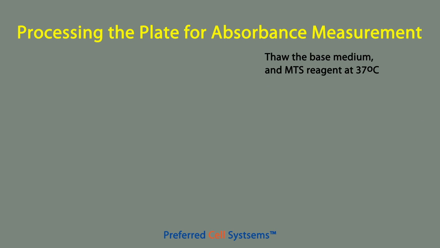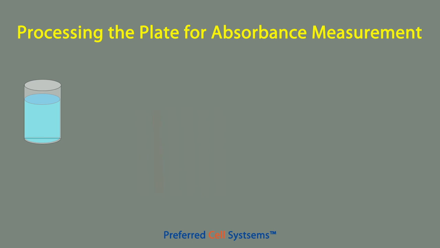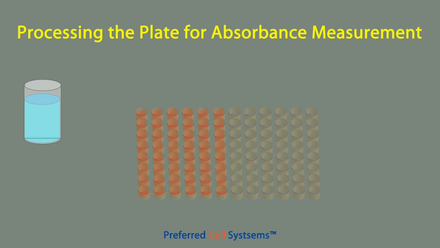First, you will need to remove the base medium and MTS reagent from the assay kit in the freezer and thaw them at 37 degrees Celsius in a water bath. When thawed, mix gently by inversion several times, making sure not to cause any bubbles. Remove the 96-well plate or culture plate from the incubator and let it come to room temperature. As you see, we are using only 6 columns of the 96-well plate. This plate will now be covered with the sterile adhesive foil that's included with the kit, so that the unused wells will remain sterile for later use.